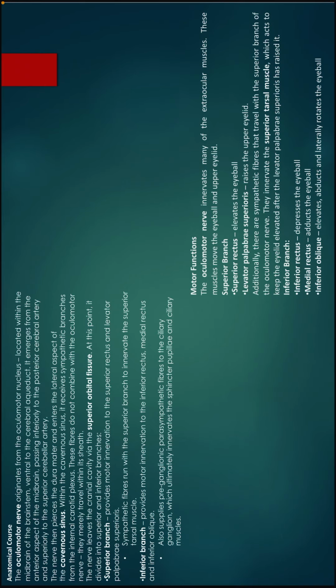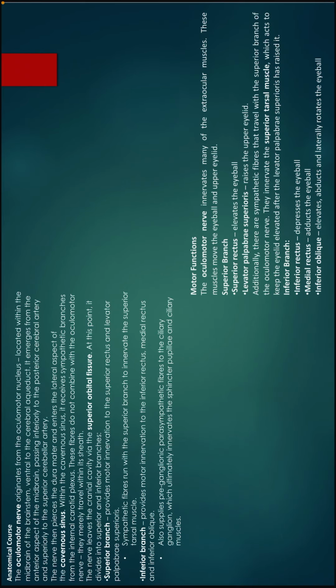When the nerve leaves the cranial cavity via the superior orbital fissure, at this point it divides into superior and inferior branches. The superior branch provides motor innervation to the superior rectus and levator palpebrae superioris. It also carries sympathetic fibers which run with the superior branch to innervate the superior tarsal muscle. The inferior branch provides motor innervation to the inferior rectus, medial rectus, and inferior oblique, and also supplies preganglionic parasympathetic fibers to the ciliary ganglion.